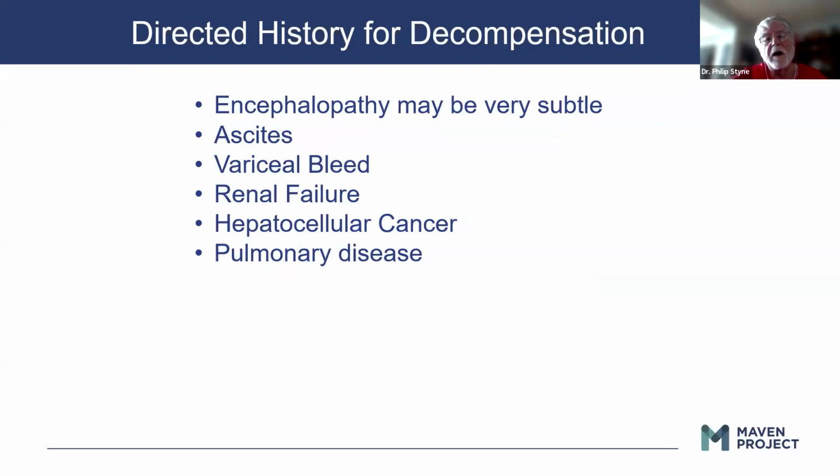And then the directed history for anything that suggests decompensation. Encephalopathy can be incredibly subtle. It's usually confusion, and confusion at a level of can't do my checkbook, got lost coming home from the grocery store, and then some more obvious decompensation such as ascites, bleeding, and the end-stage disease, which would be unlikely to see in your practice, but need to think of it. Next slide.